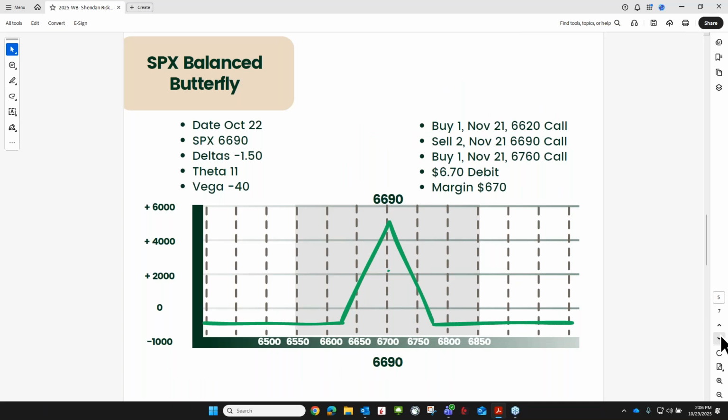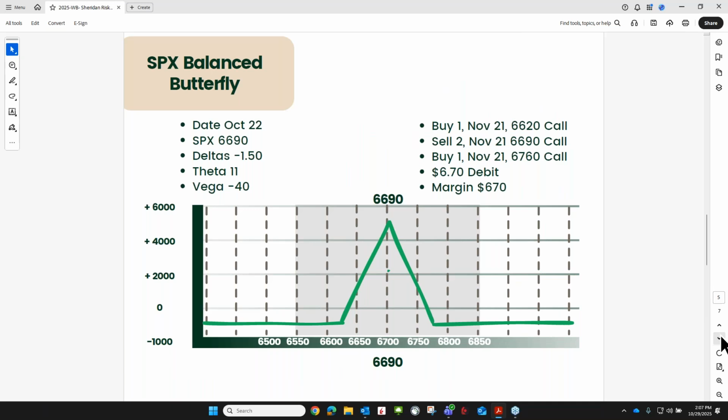Balanced is the in-the-money long strike 66.20 is 70 points from the short. The out-of-the-money 67.60 is 70 points from the short, right? It's going for, in this case, a $6.70 debit. So if the world ends or SPX goes up 1,000,000 points, your risk is your debit, which is your margin. When you do a trade at Interactive Brokers, it'll say your buying power, you used up $670 plus commissions.